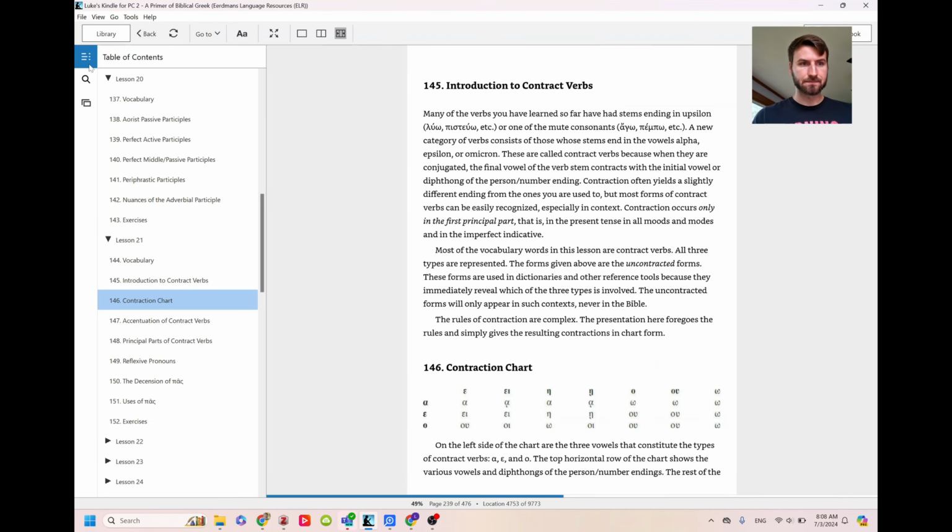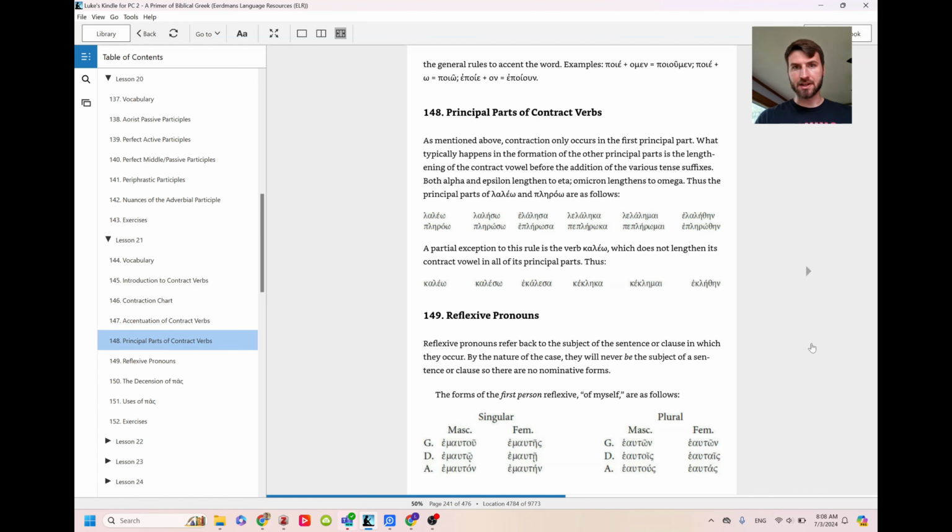Okay, back to the chapter here. We talked about the contraction chart, and then the accents, we talked about the circumflex. That's the main thing you need to understand there. It gives you some principal parts. It notes that kaleo is irregular in that normally, like here in the future, laleo becomes laleso. In the future, the epsilon lengthens to an eta. And you can see that pleroo in the future is pleroso, with the omega lengthening. So the contract vowel will lengthen with a sigma added to it, where that doesn't happen with kaleo for whatever reason. So just note that irregularity.